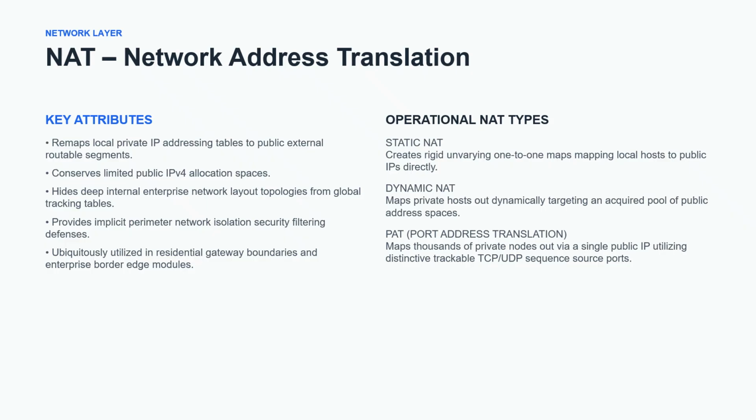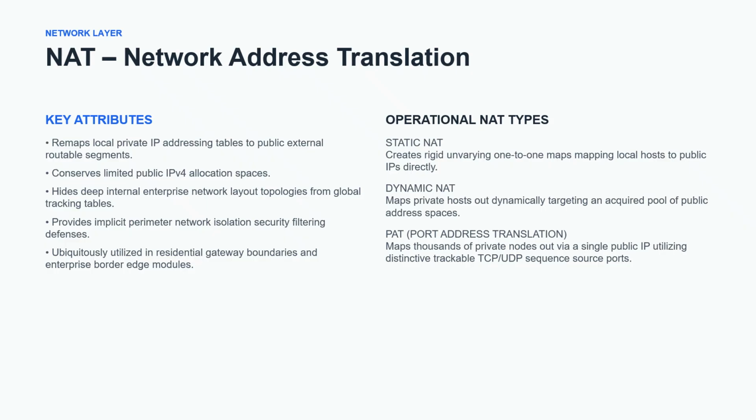Network address translation. NAT is a method of remapping one IP address space into another by modifying network address information in IP packet headers while they are in transit. NAT conserves public IP addresses by allowing multiple private IP addresses to use a single public IP address. This is essential given the limited availability of IPv4 addresses. NAT enhances security by hiding internal IP addresses from external networks.